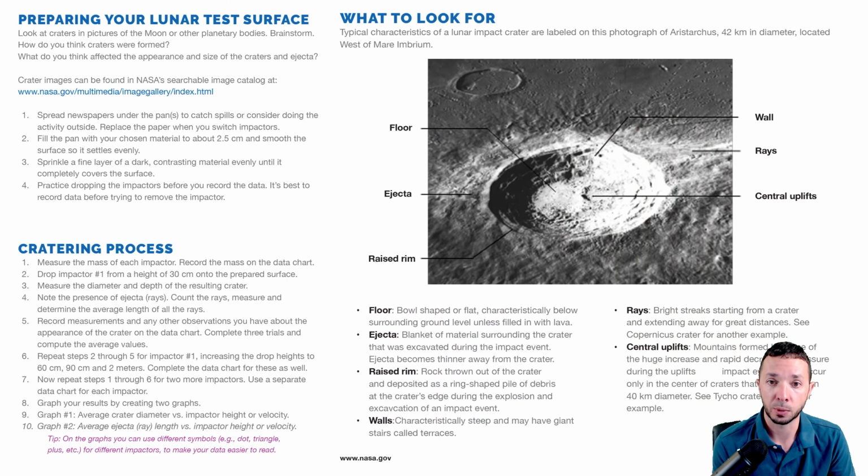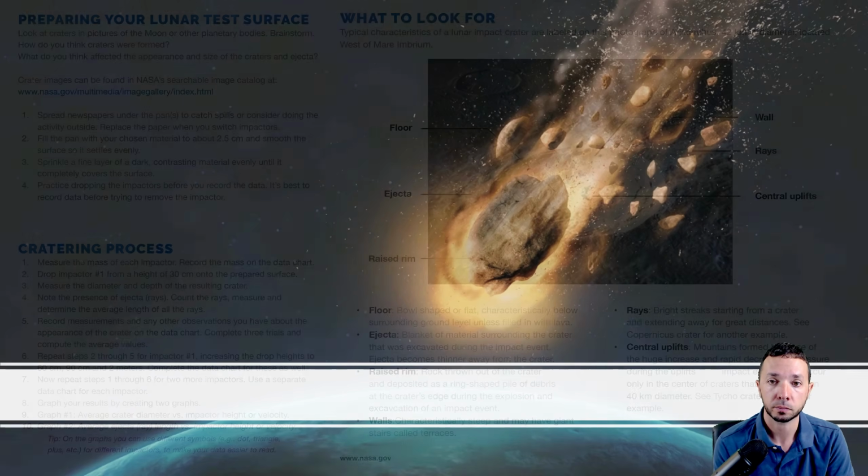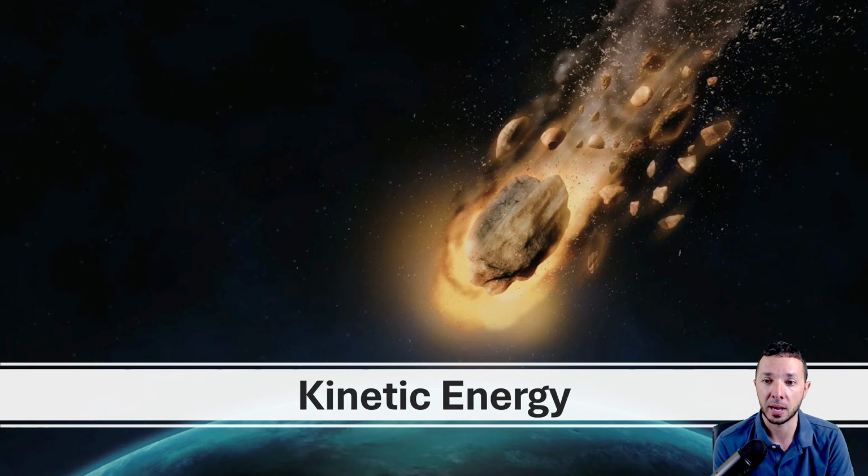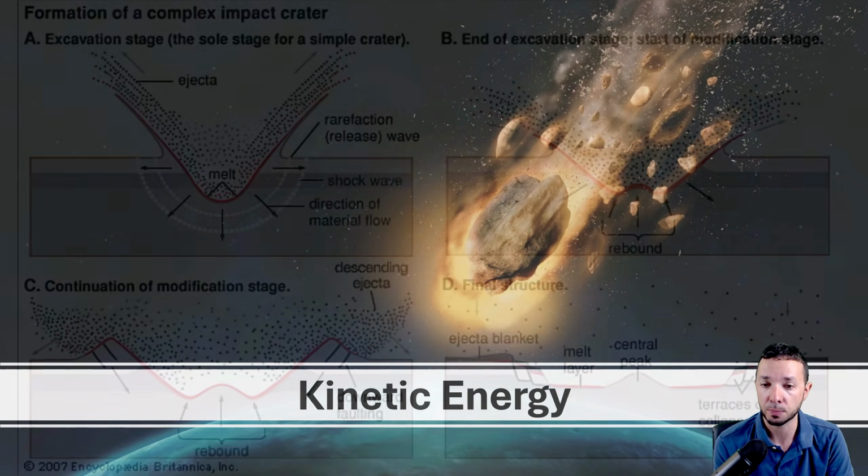A couple of things that we look for are the floor, the ejecta pattern, which is like the dust and the material that blankets the surrounding area, and the rim of the crater, which is going to be rock thrown out of the crater and deposited in a ring pile of debris. We've got the walls of the crater and some other features like central uplift in the middle, which is a mountain that kind of forms in the middle just because of a pressure differentiation. So sometimes you get this big mound that forms right in the middle of the crater, which is pretty cool.